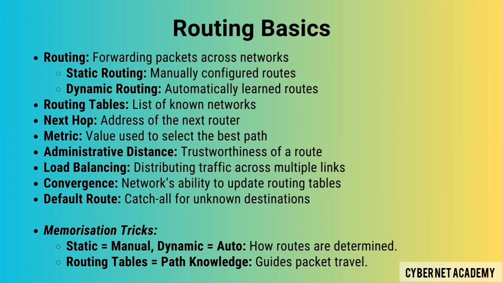The routing process involves receiving a packet, checking its destination IP, consulting the routing table, and forwarding the packet to the next hop or exit interface. Static routing is like using a paper map, while dynamic routing is more like a GPS that updates automatically.